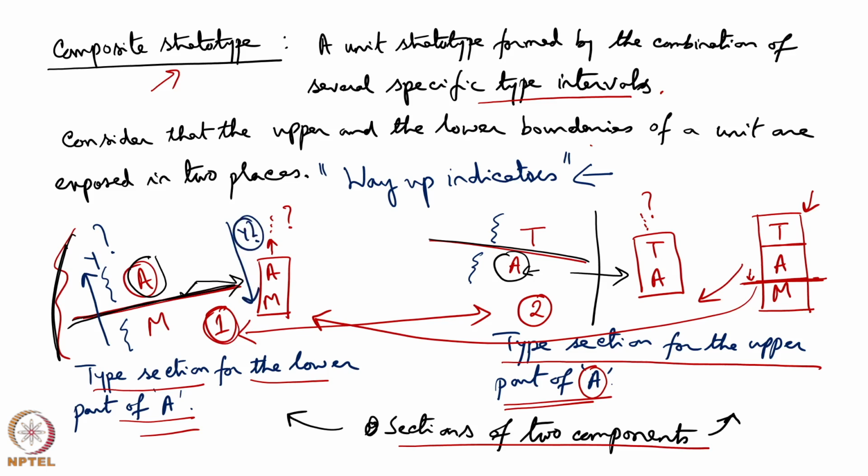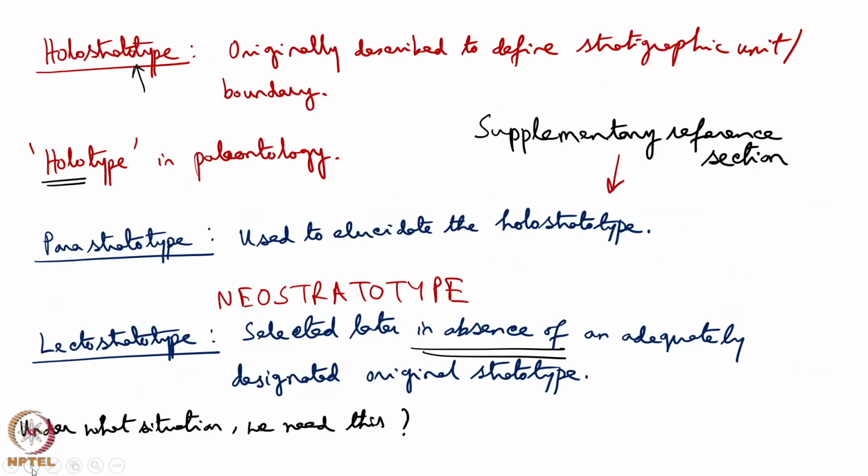Folding is one such mechanism. So, only after working out the younging up direction do you come up with this stratigraphic succession, and only after coming up with such a succession do you combine them to get a composite succession. Back to the holostratotype which I have discussed, and let us go ahead.